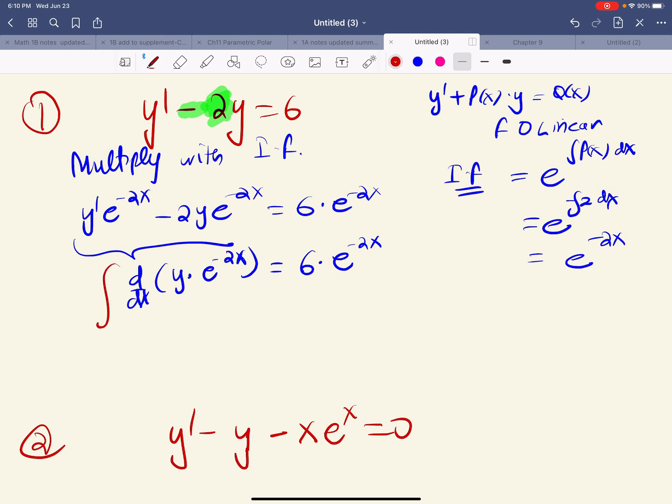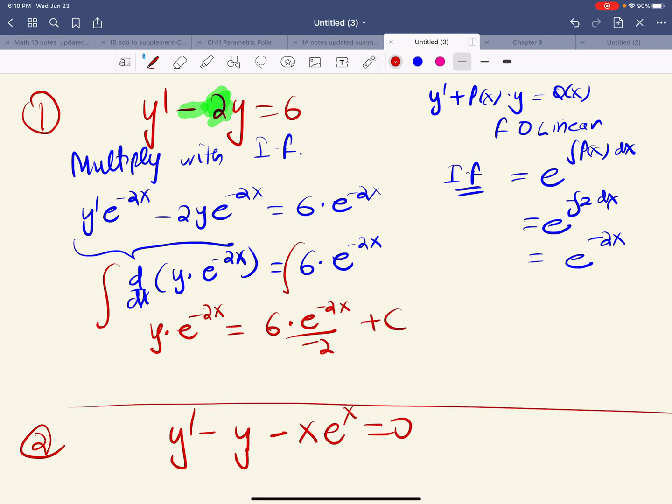Now when we integrate both sides, derivative and integral are opposite of each other. So on the left side we are only left with y times e raised to the power negative 2x. The right hand side would be 6 times e raised to the power negative 2x divided by negative 2 plus a c. Now one thing that's important to note here is to apply the product rule on y times e to the power negative 2x. That would be the first function times the derivative of the second, which is y times e to the power negative 2x times negative 2, plus the second function, e to the power negative 2x, times the derivative of the first, which is y prime. So this is the opened up product rule. That's what we see here, so we wrote it as the derivative of the product.